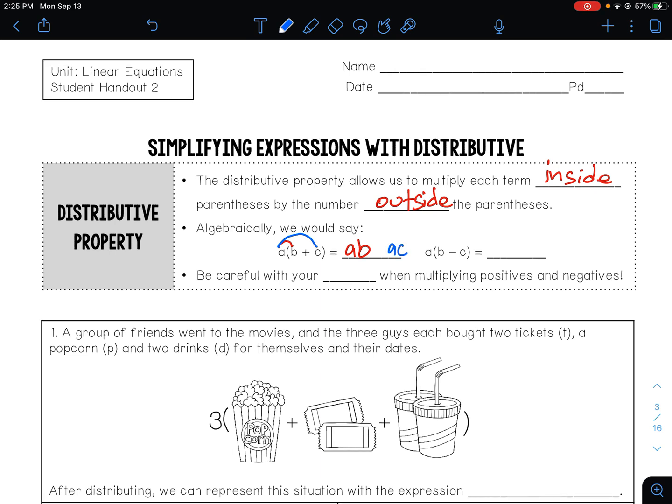Now, what goes between them? Well, there's a plus between them. So you do that. Now, is that a rule that always works? No, it depends. Sometimes if the number on the outside is negative, it changes things. But yes, you do AB plus AC.